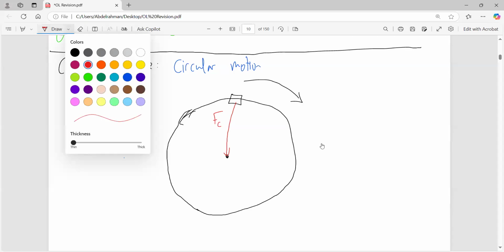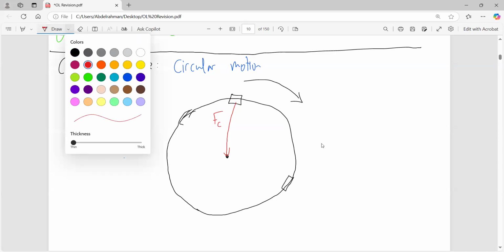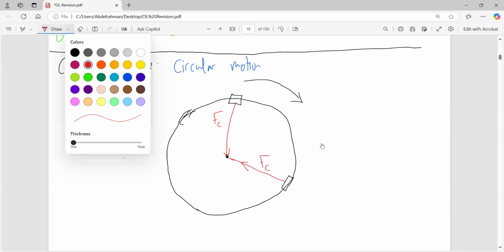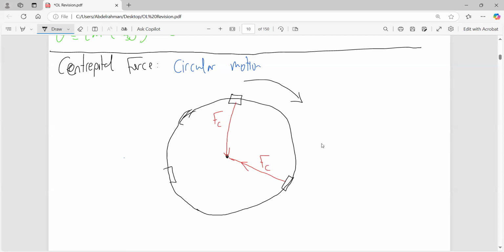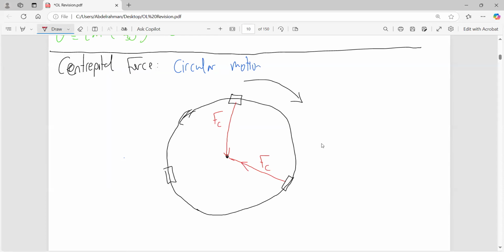For example, if the object was at this position, where is the centripetal force? It's towards the center. This is the FC, centripetal force. If the object was at this point, again, wherever, the centripetal force will always be towards the center of the rotation. That's one very, very easy question.